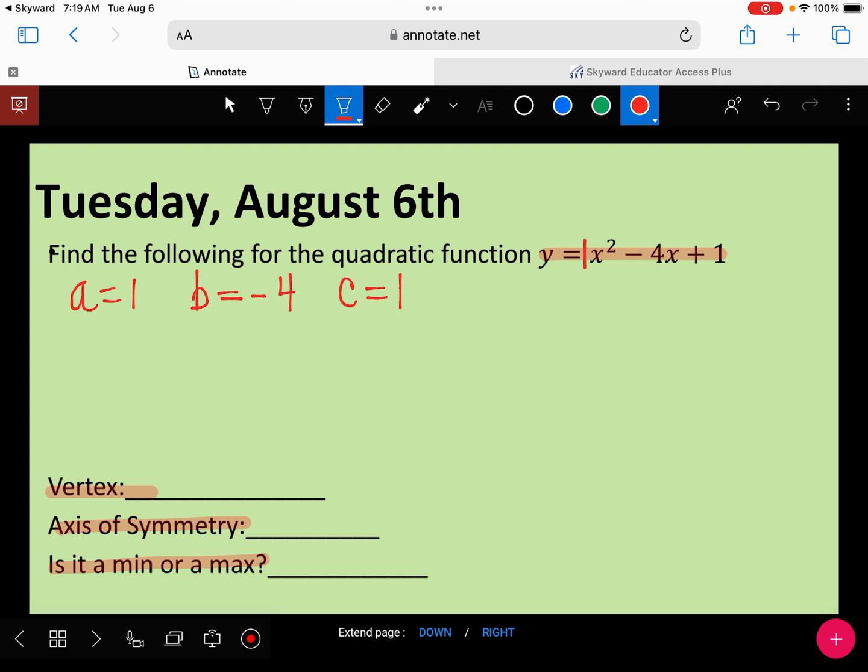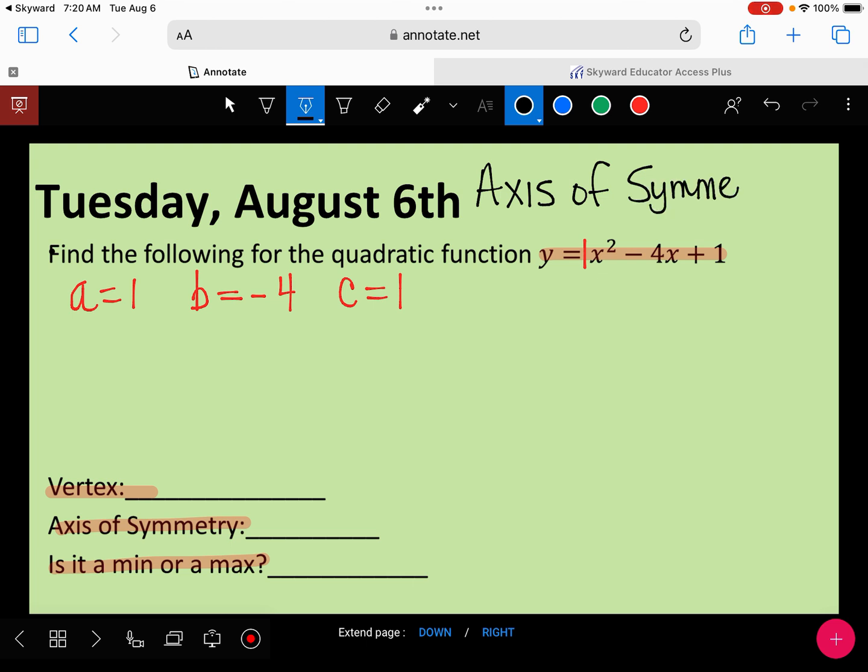Okay, so to find the axis of symmetry, the formula for axis of symmetry is opposite of B divided by 2A. Axis of symmetry. And I'm going to write that on the slide for the next 2 periods. But it's x equals opposite of B divided by 2A. So let's go ahead and find axis of symmetry first.